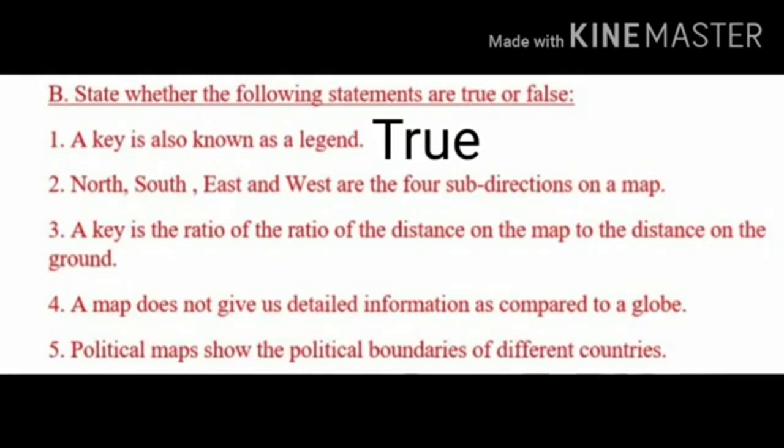Second question, north, south, east and west are the four subdirections on a map. Children, what is the answer? Yes, the answer is false. Children, what is the correct statement? Yes, north, south, east and west are the four cardinal directions on a map. Children, third question.